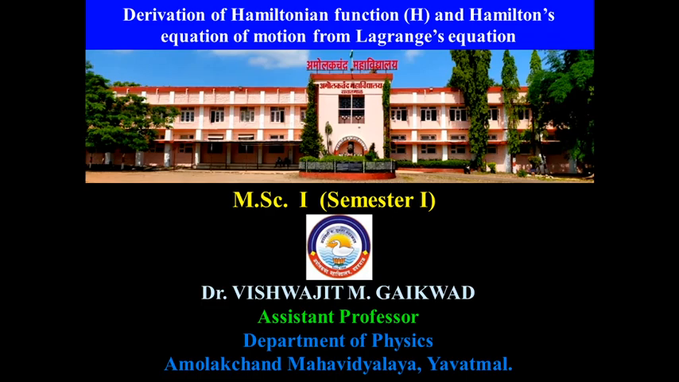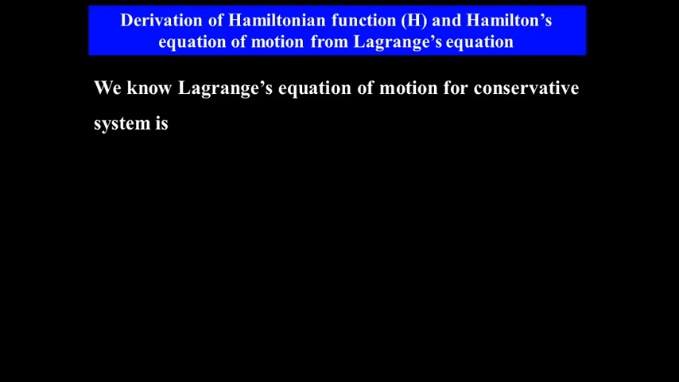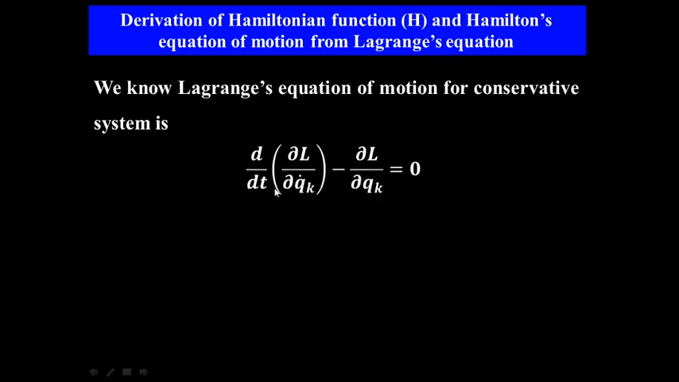Hello students, today we will derive the Hamiltonian function, that is H, and Hamilton's equations of motion, that is the Hamiltonian canonical equations, from Lagrange's equation. So we know that the Lagrange's equation of motion for a conservative system can be represented by this equation: d by dt del L by del qk dot minus del L by del qk equal to 0.